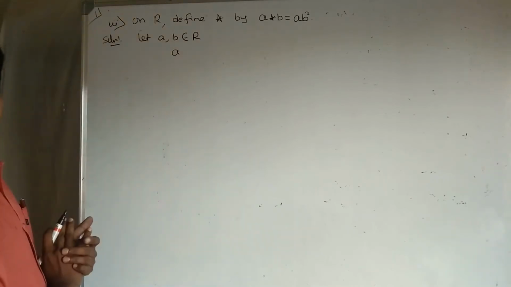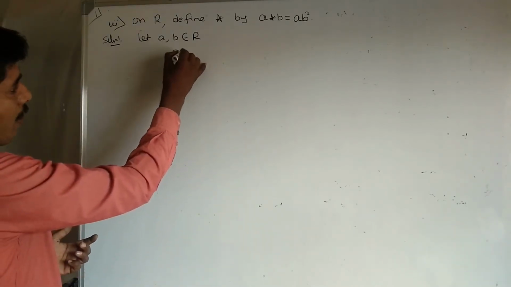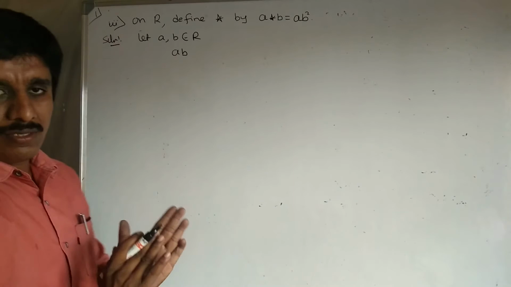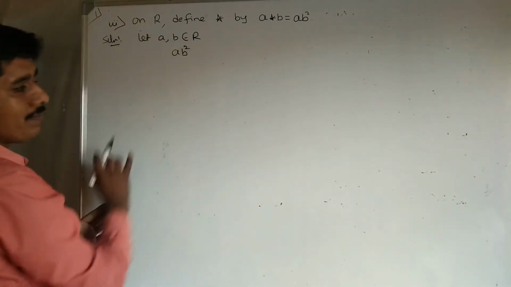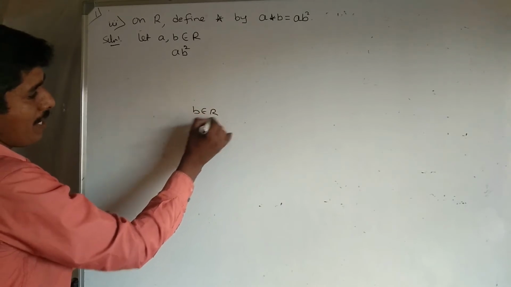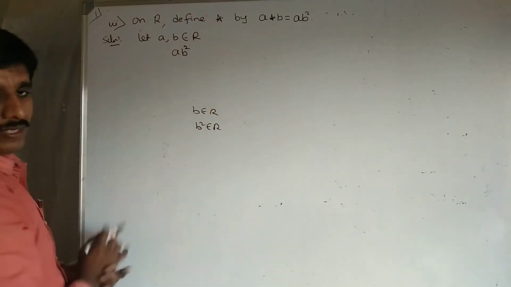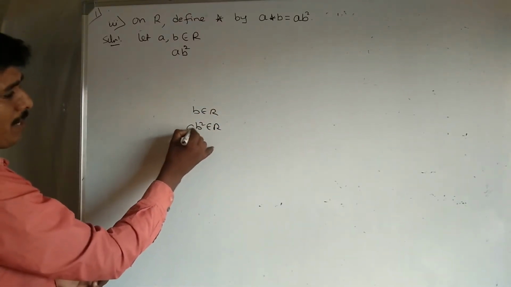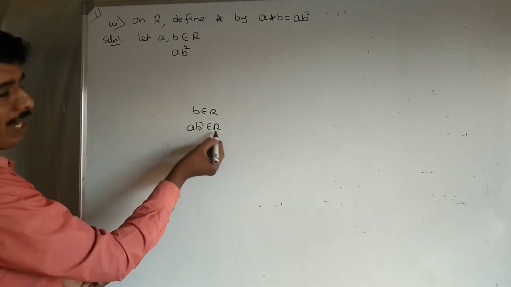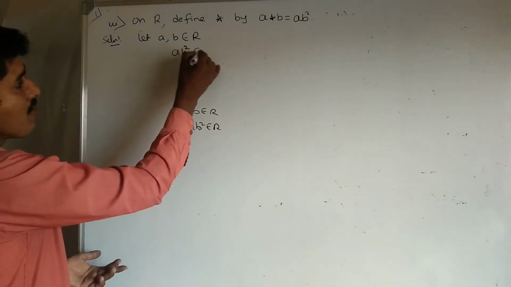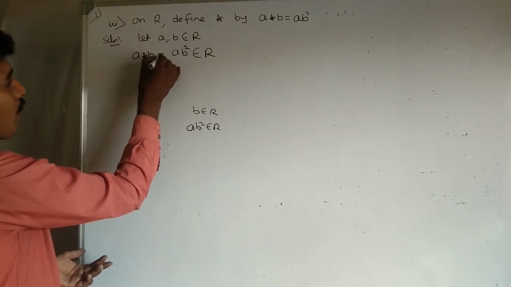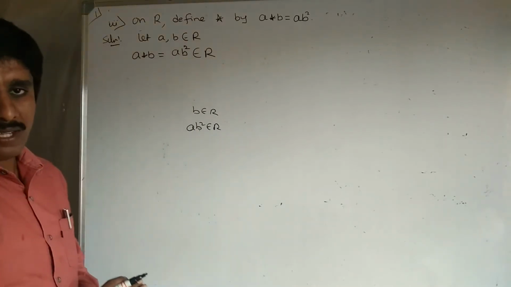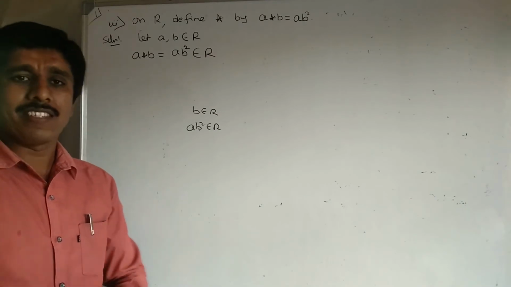What about a? a is a real number. What about a into b? The product of two real numbers is again a real number. b square: b is a real number, which means clearly b square is a real number. Multiply b square by a, clearly a into b square is again a real number. Clearly ab square belongs to the real numbers. Therefore a star b equal to ab square belongs to the real numbers, which means clearly it is a binary operation.